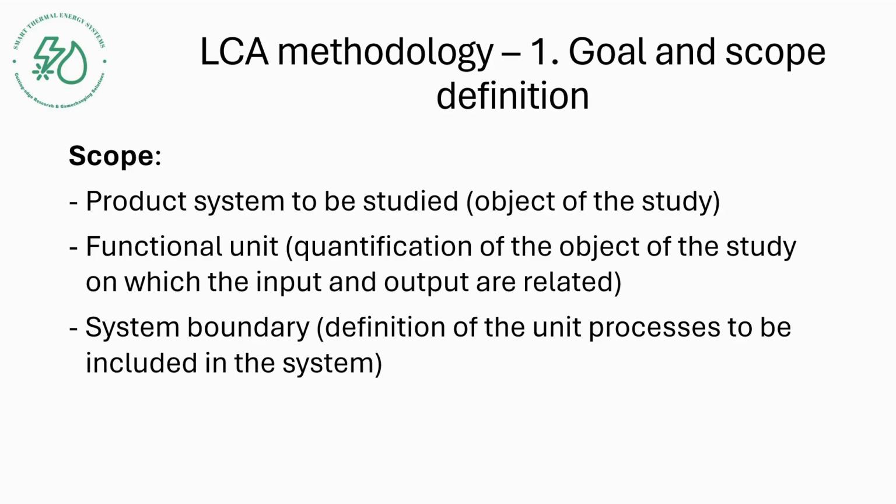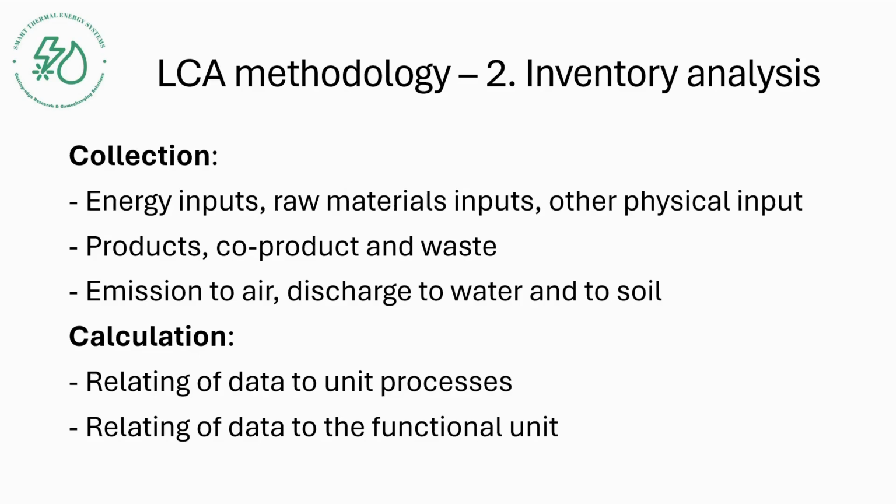The following phase is the inventory analysis, in which there are two main steps, the collection and the calculation. The collection consists of the collection of the energy input, raw material input, and all the physical input for the production of the product system. The collection of products, coproducts and waste, and the collection of all the emissions to air, discharges to water, and to soil.